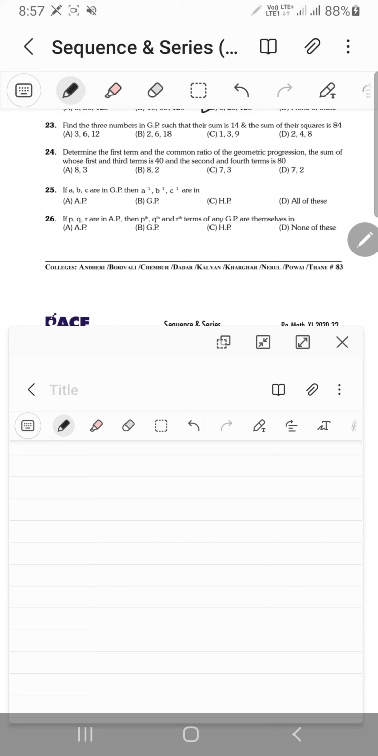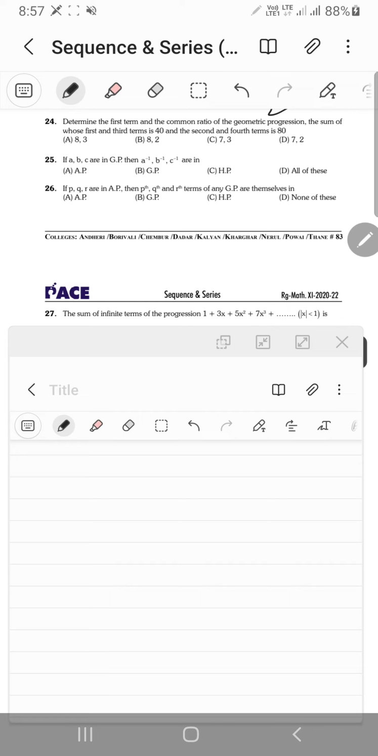So the sum is 14. Let's look at this. 3 plus 6 plus, so it's like 9 plus 12, that is 21. No, that doesn't work. And this doesn't work because it's already very big. Probably this works, because no, that's 13. That won't work. So yeah, there it is. This is the only option.